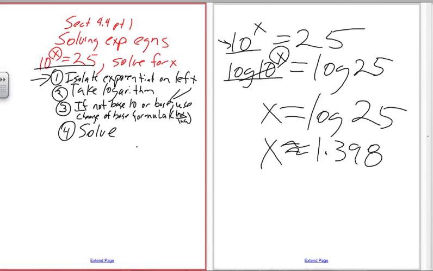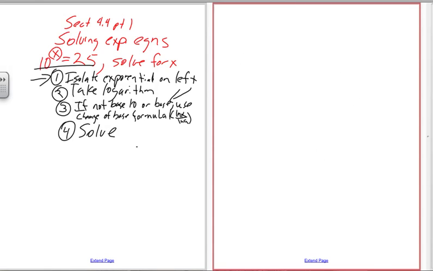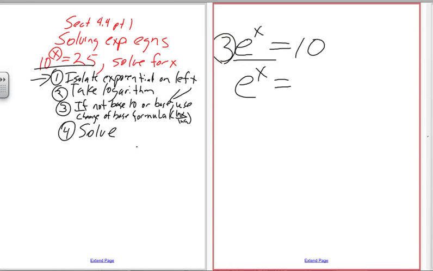Okay, let's take a look at another example. I've got 3e to the x equals 10. Okay, now, I'm not quite isolated. There's my exponent. I've still got this thing. I've got the 3 out front. So I divide by 3. So I end up with e to the x equals 10 thirds. Okay, so now I can solve it.